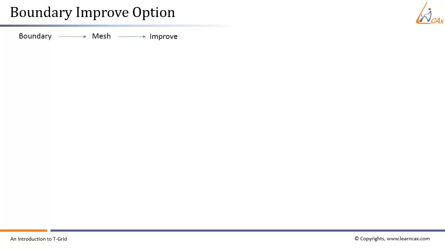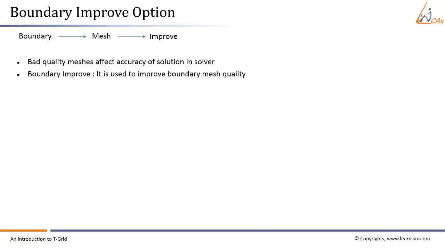Boundary mesh determines success of volume mesh generation and resulting quality of volume mesh. Poor quality mesh will cause convergence and/or accuracy problems. In order to improve the boundary mesh quality, we can use Boundary Improve panel. Just go to Boundary, then Mesh, and then Improve. The Boundary Improve panel will open.